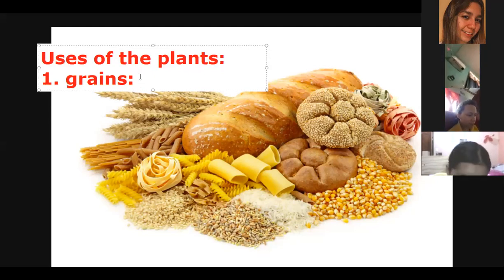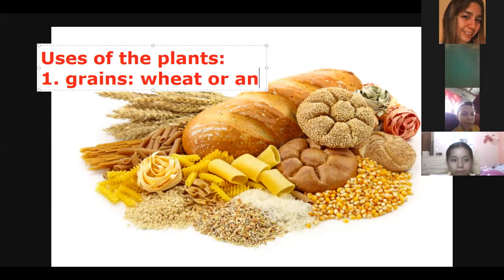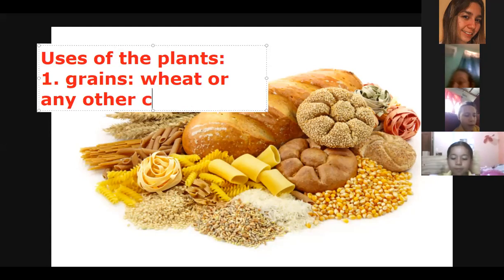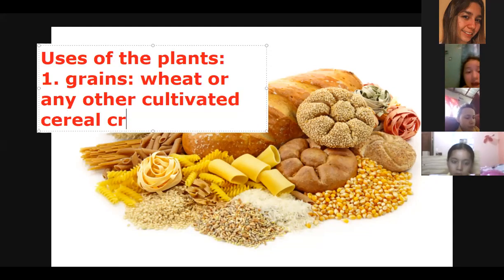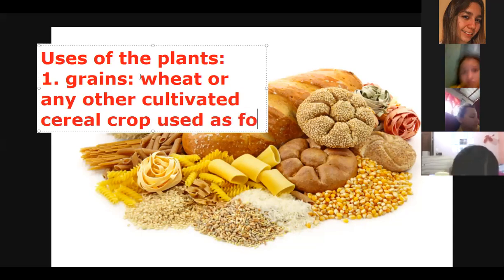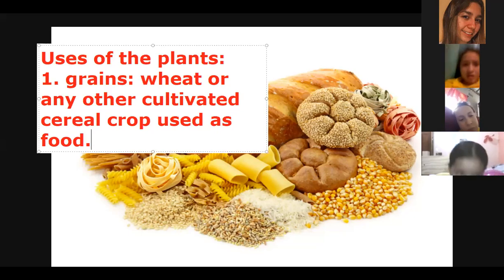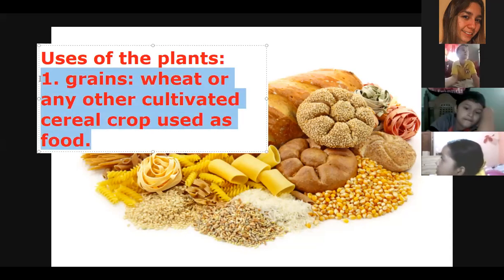Grains is wheat or any other cultivated cereal crop used as food. This is grain, guys. Grains is wheat or any other cultivated cereal crop used as food. Okay? It's so easy, right?